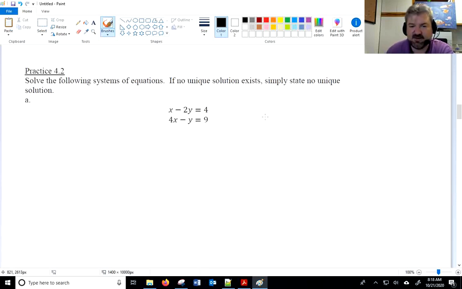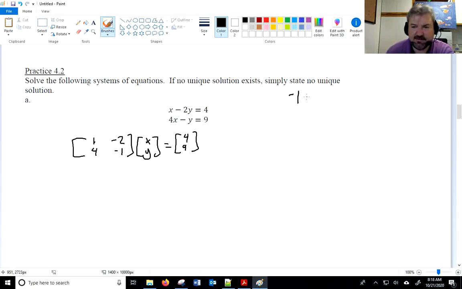Okay, let's go over and see how you did. 1, -2, 4, -1, times x, y equals 4, 9. I'm going to get my inverse by getting first the determinant.